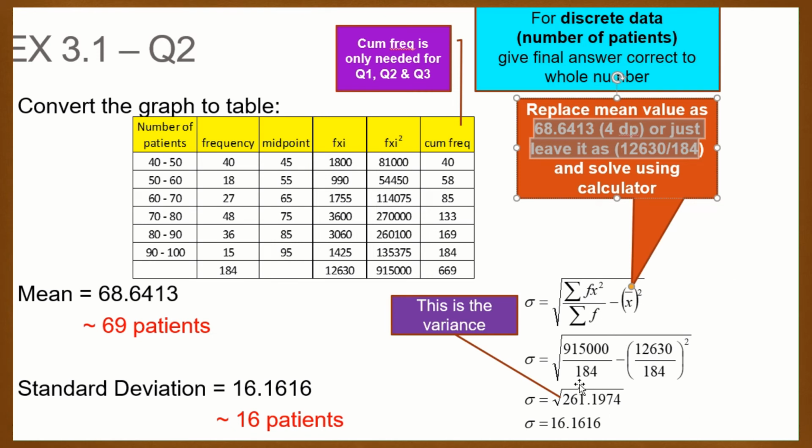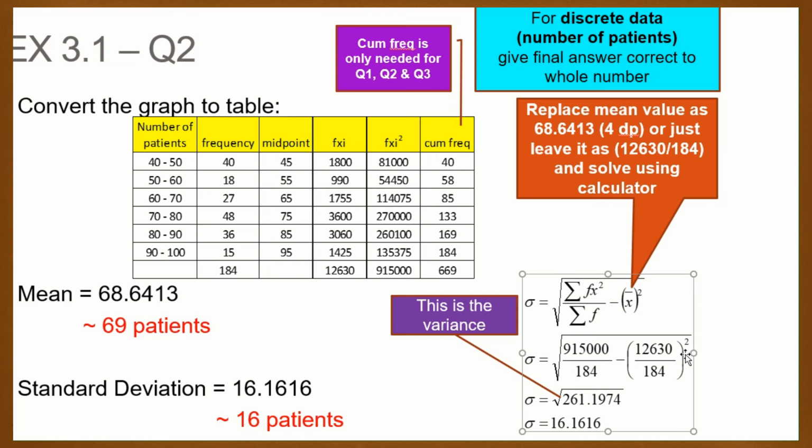And when you do this, I don't want you to do this step. This step is here just to show you what is variance. I want you to put it in the calculator in one shot and solve it. Those of you using the silver calculators, you should be able to put it in one shot. It's easy. Those of you using the black calculators, please make sure you put brackets in the right places. So for black calculators, you put this in first. That means 12630 divide 184, answer. Answer you square. Then you take 915,000 divide 184 minus answer, square root answer.